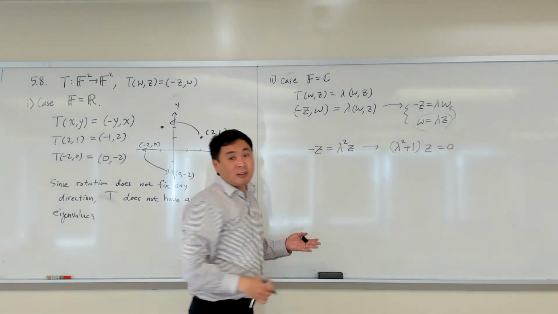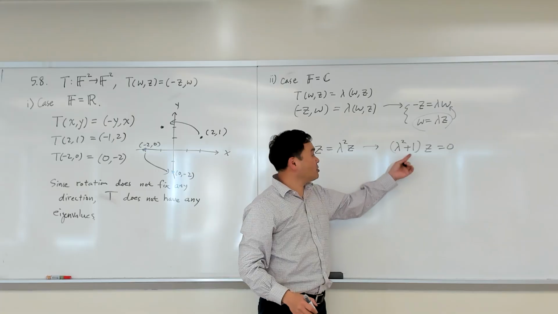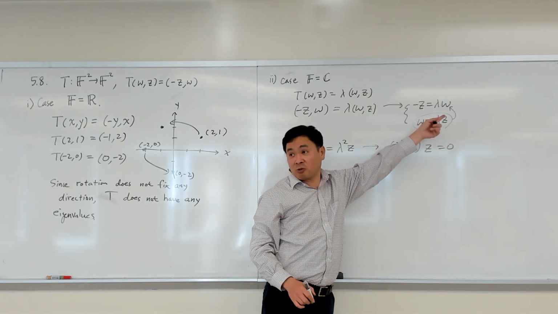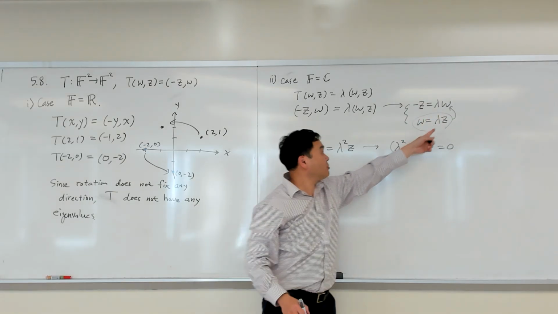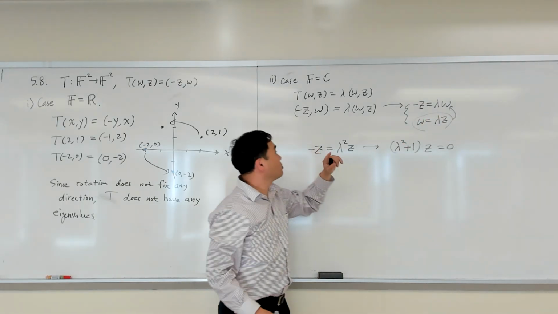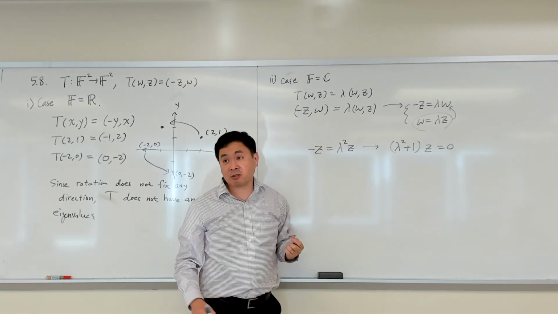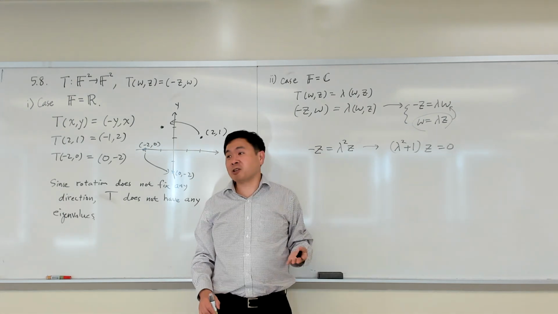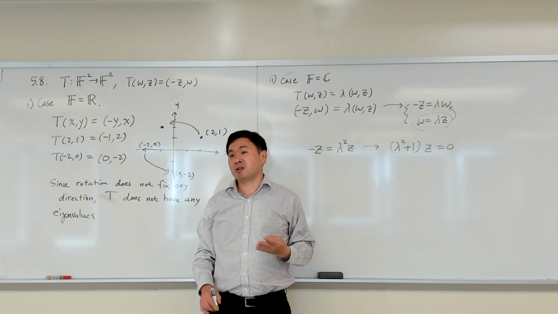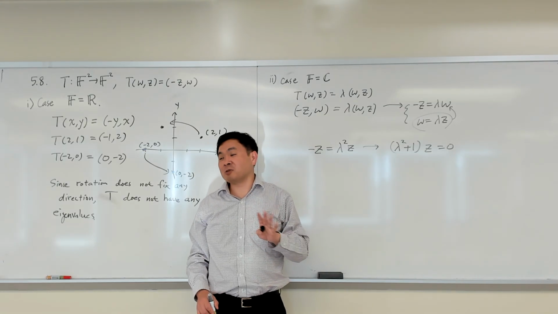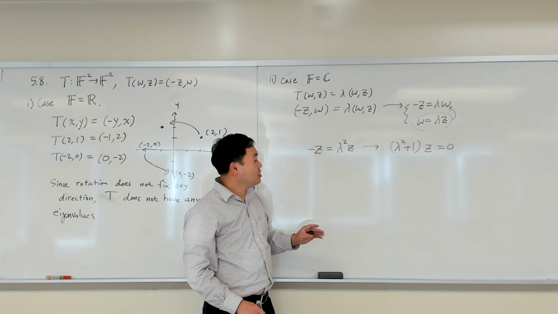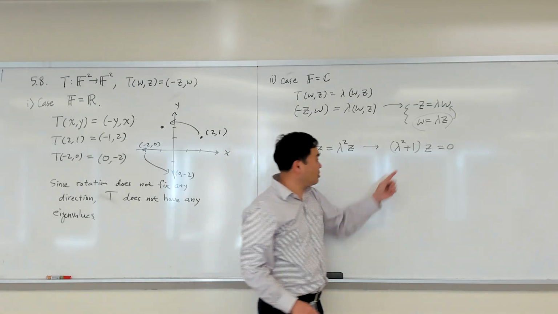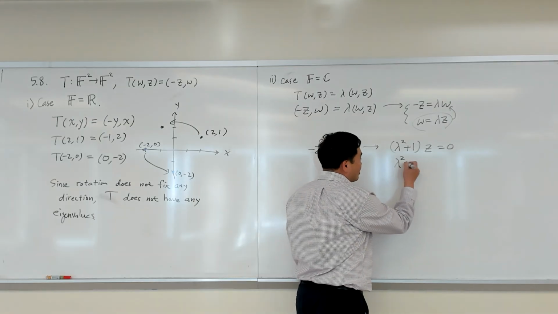So either z is 0 or lambda squared plus 1 is 0. But if I set z as 0, then w will be forced to be 0 as well, right? If z is 0 and w is 0, so you get (0, 0) as the vector, but that won't be an eigenvector. Eigenvectors are never allowed to be the 0 vector, so z can't be 0. If you're looking for an eigenvector, z can't be 0, so lambda squared plus 1 has to be 0.